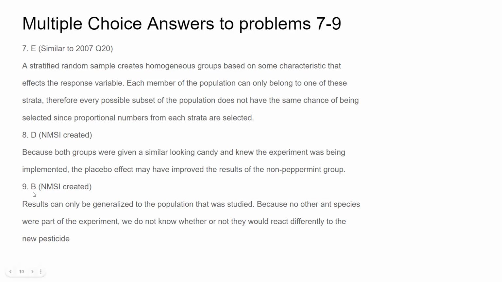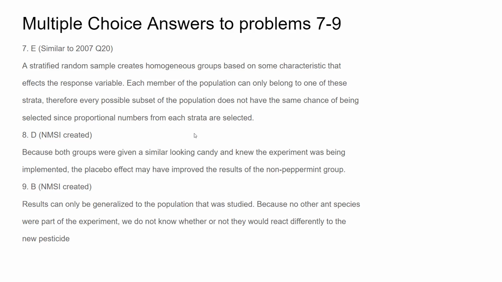And in number 9, the answer choice is B. Results can only be generalized to the population that was studied. Because no other ant species were part of the experiment, we don't know about those other species of ants. We only know from the population that we took.